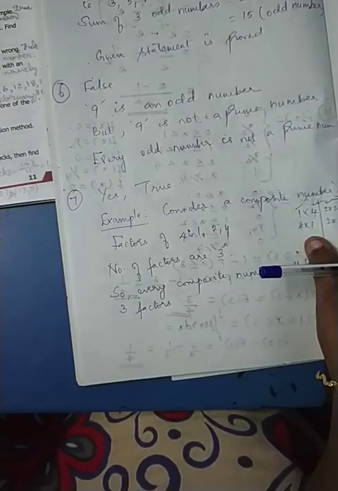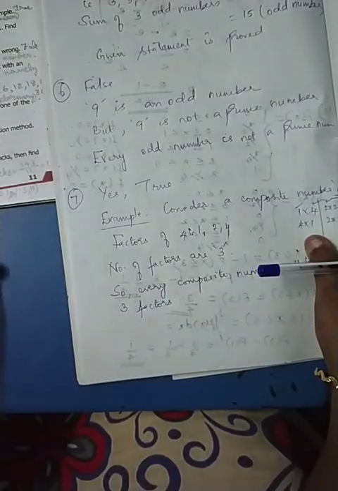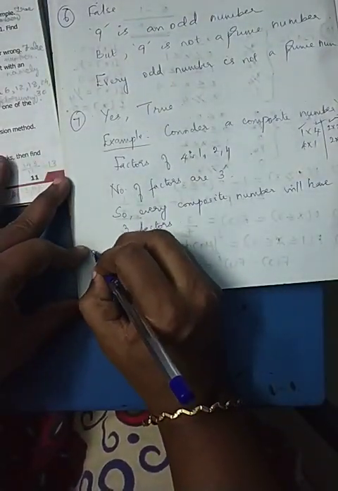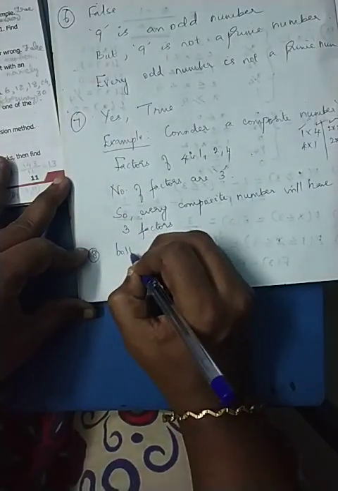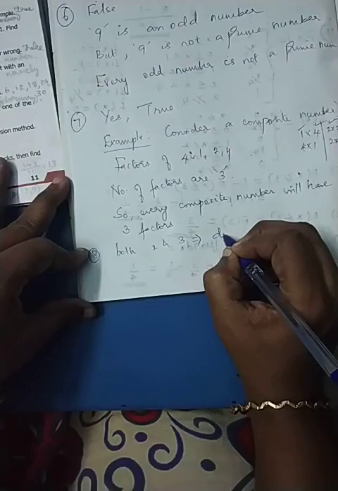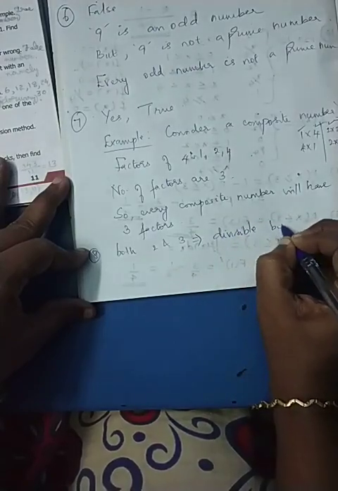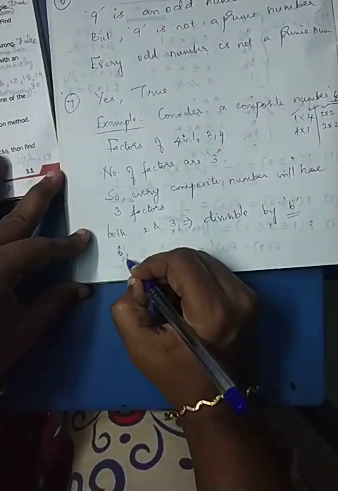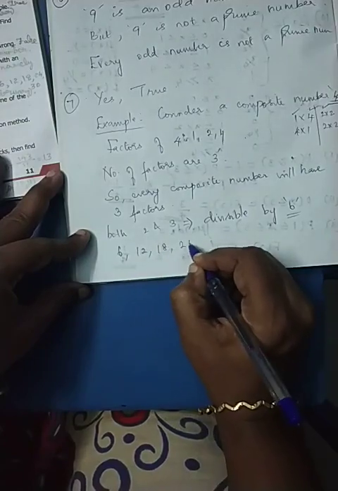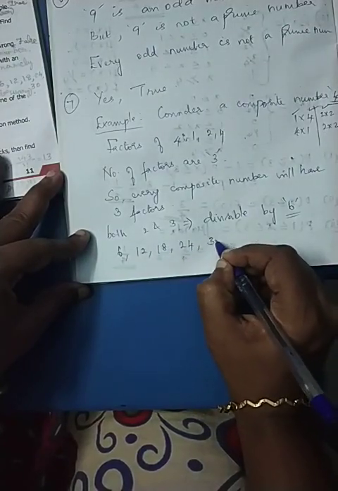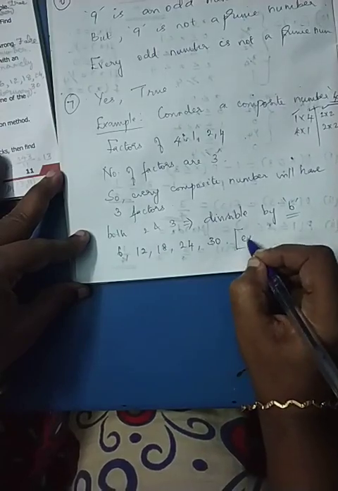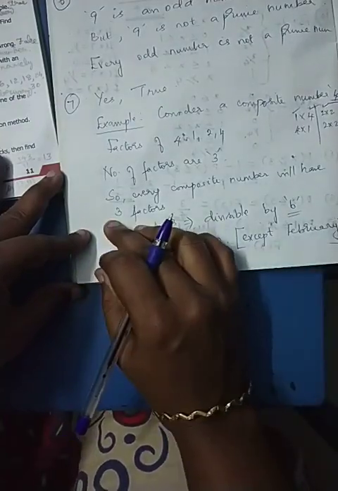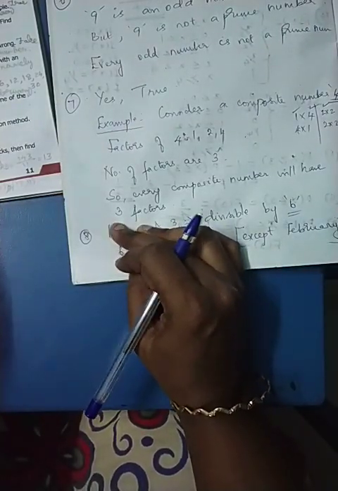Find the dates of any month in a calendar which are divisible by both 2 and 3. Both 2 and 3 means it is divisible by 6. Or you can very well write the table of 6. That is 6, 12, 18, 24 and 30. Except this cannot be used for February.